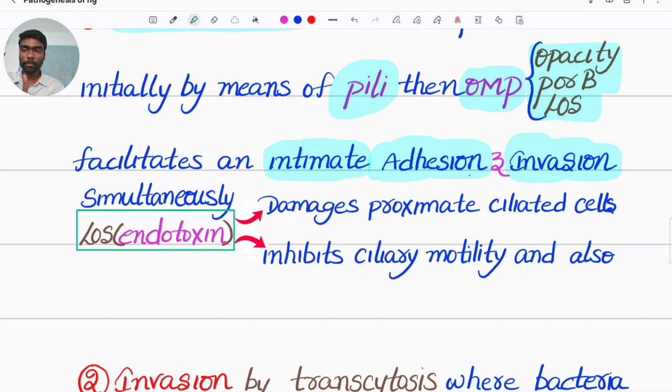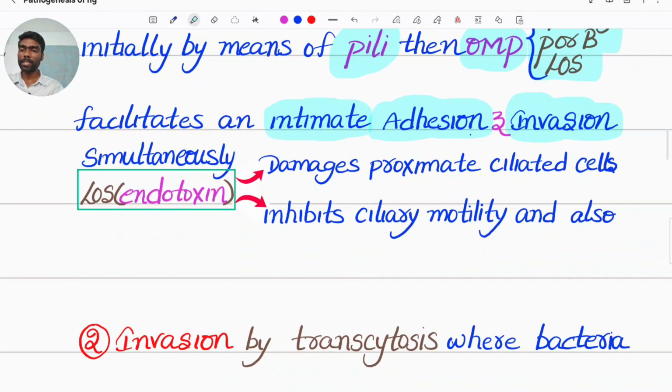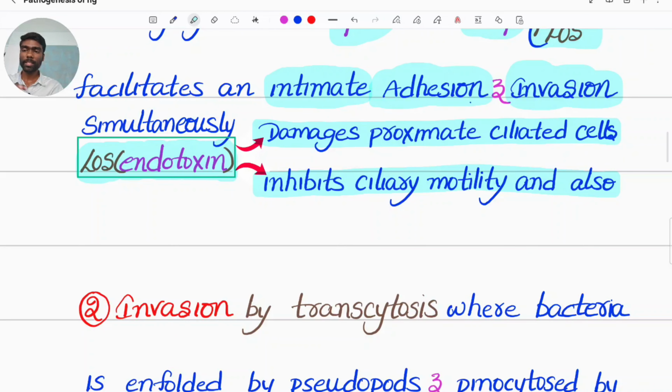First, intimacy between humans leads to transfer of bacteria onto the mucosal surface. Second, intimate adhesion between the bacteria and the epithelial cell leads to its entry inside the epithelial cell. That is invasion. Simultaneously, lipooligosaccharide, which has endotoxic activity through its lipid moiety A, inhibits ciliary motility and also damages proximate ciliated cells. Why does it not like cilia? It has a predilection to non-ciliated columnar and cuboidal epithelium. So this lipooligosaccharide damages the proximate ciliated cells, leading to further virulence.